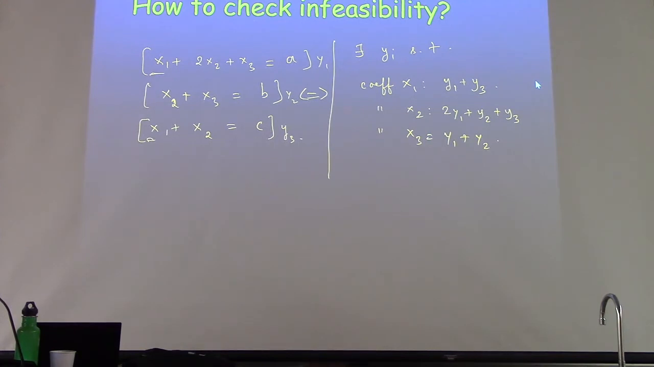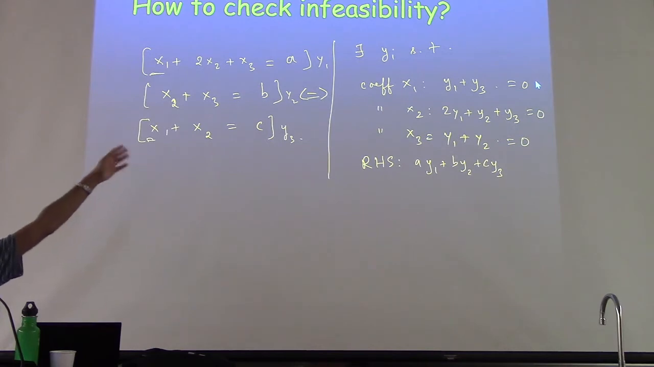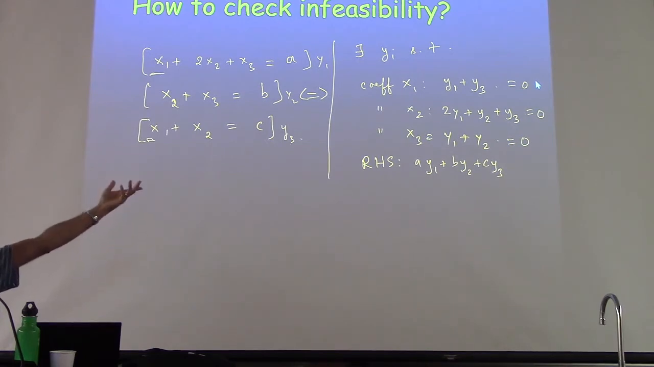So you better have this equal to 0, this equal to 0, this equal to 0. And what is the right hand side if I do this? The coefficients on the left are this, and the right hand side is basically this, and this I want to be equal to 1.